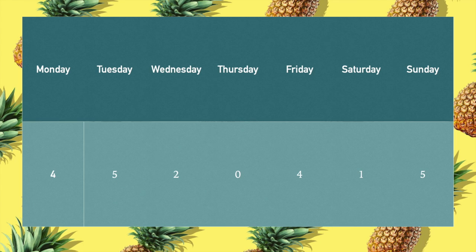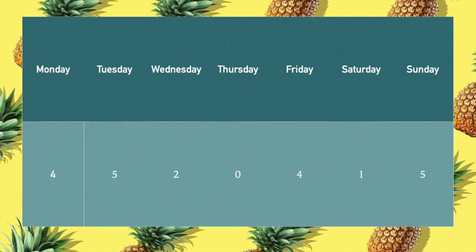So here we have a table and we can see the amount of pineapples my friend Becky eats each day. So on Monday she ate 4, on Tuesday she ate 5, on Wednesday 2. On Thursday, she had a day off from eating pineapples. On Friday, she ate 4. On Saturday, 1. And on Sunday, 5. So if we add those numbers up, 4 add 5 is 9, add 2 is 11, add another 4 makes 15, add 1 is 16, add 5 makes 21. So we know she's eaten 21 pineapples across the week.